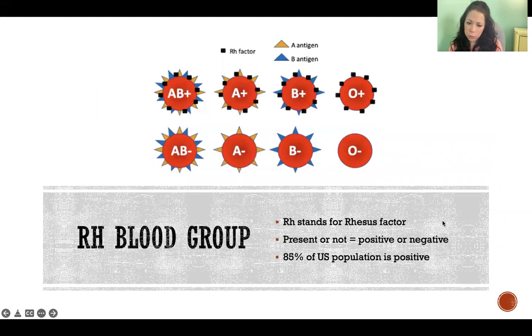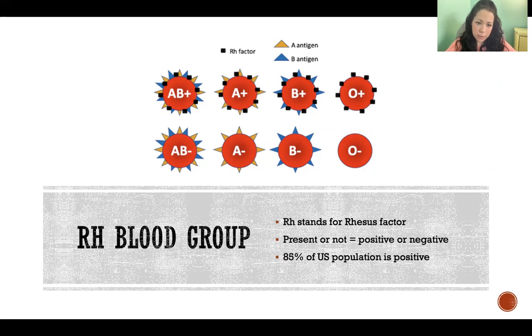And then Rh blood group, Rh stands for Rhesus Factor. And so it's one antigen and it either is present or it isn't. And that's where the positive or negative comes from. So if it's present, then it's positive. If it's not present, then it's negative. So if we put the ABO blood group and the Rh blood group all together, we have 8 possible blood types.